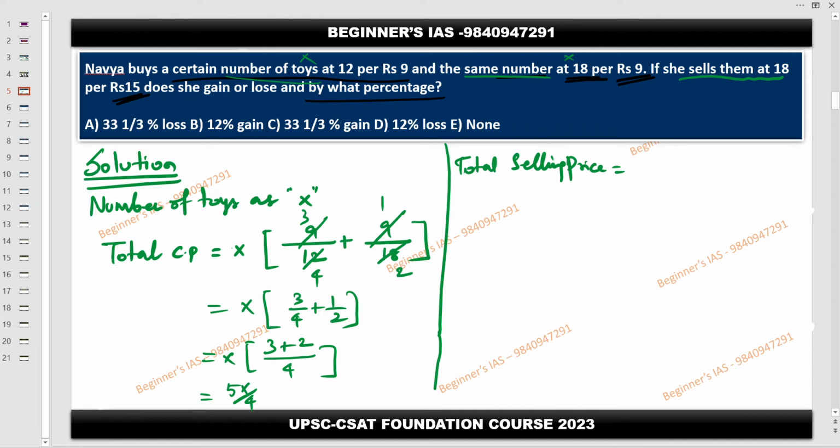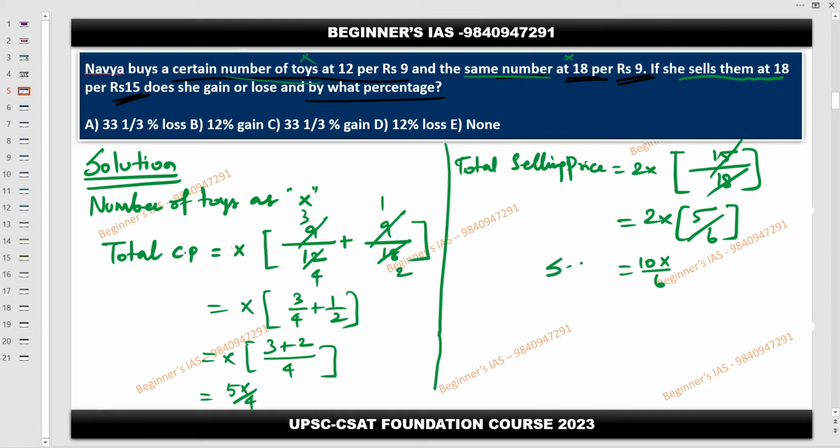So X plus X is nothing but 2X, in terms of how much she is selling, 18 for 15 rupees. Then 2x, cancel this, so we will get 5 by 6. So 2 into 5 are 10, 10x by 6. You know the selling price, then you know the cost price, then it is easy to calculate.